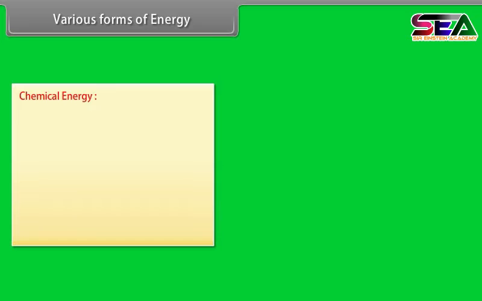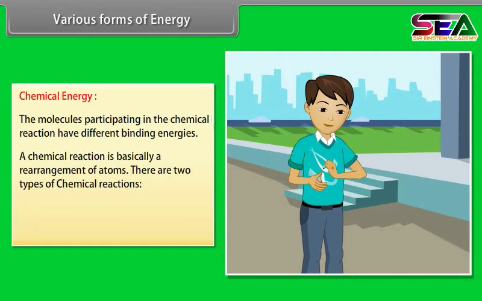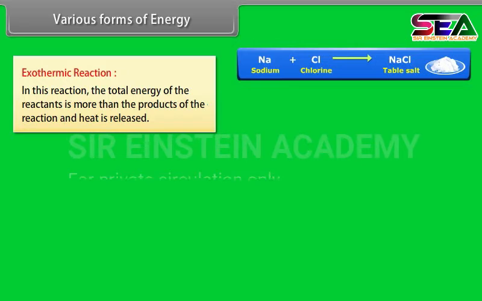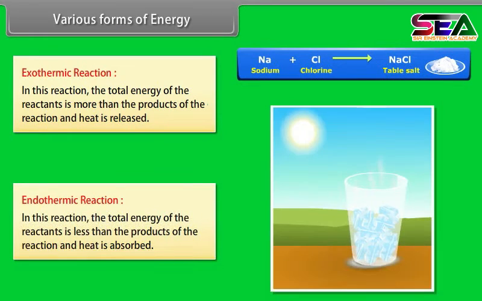Chemical energy. It arises from the fact that the molecules participating in the chemical reaction have different binding energies. A chemical reaction is basically a rearrangement of atoms. There are two types of chemical reactions. Number 1, exothermic reaction, and number 2, endothermic reaction. Exothermic reaction. In this reaction, the total energy of the reactants is more than that of the products of the reaction and heat is released. Endothermic reaction. In this reaction, the total energy of the reactants is less than that of the products of the reaction and heat is absorbed.